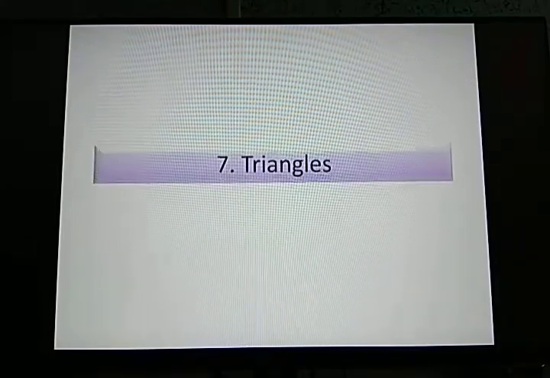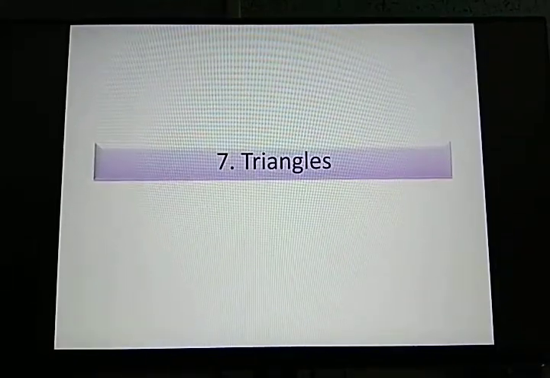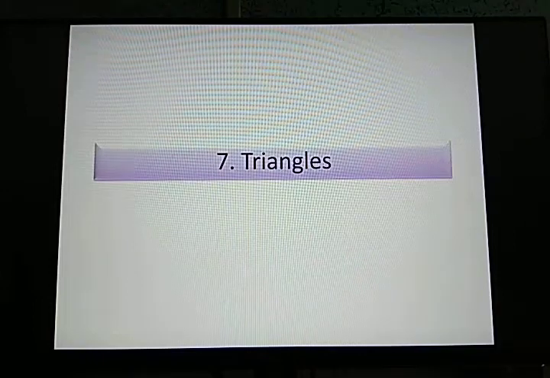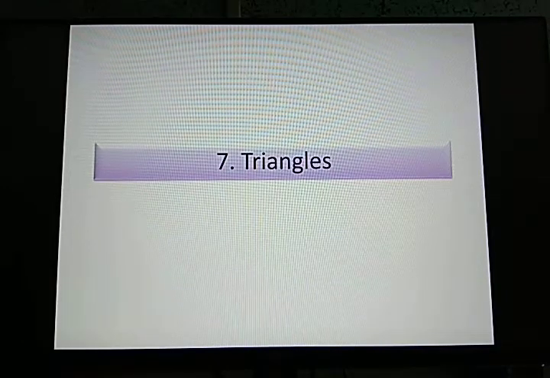Hello everyone. Today we're going to start a new chapter and the name of the chapter is called Triangles. So this is the 7th chapter from your textbook. Now in this chapter basically we will deal with the concepts of triangles, their congruency rules, as well as some of the inequalities that we find in triangles.